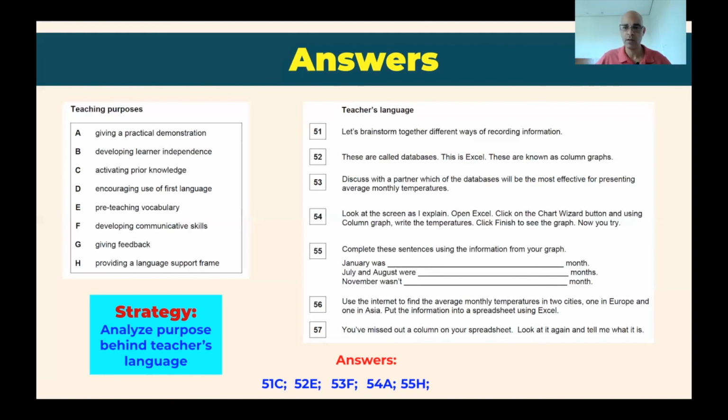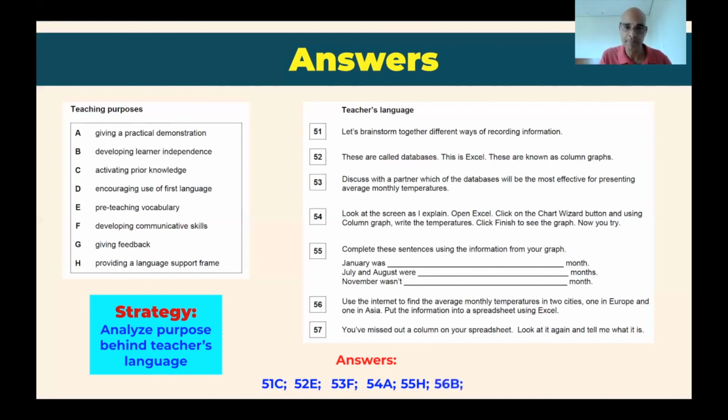56. Use the internet to find the average monthly temperatures in two cities, one in Europe and one in Asia. Put the information in a spreadsheet using Excel. Well, the students will do this by themselves, right? They're going to use the internet. The teacher is just guiding them what to do. They're definitely doing something independently. So this is an activity aimed at developing learner independence.